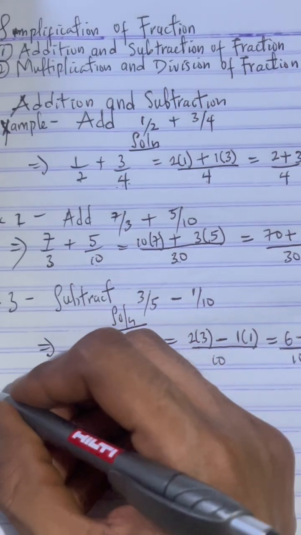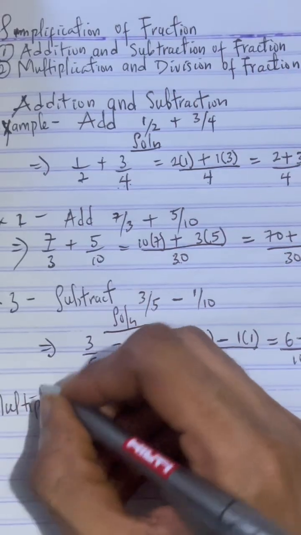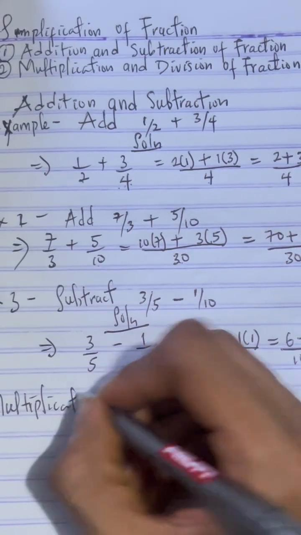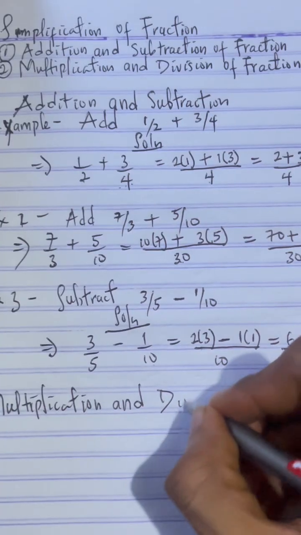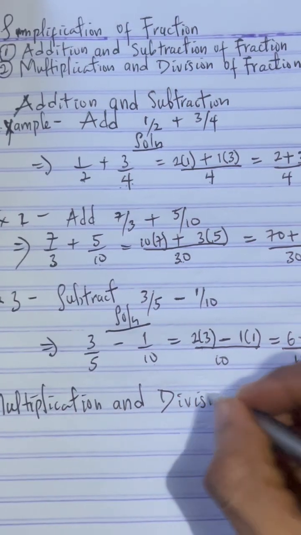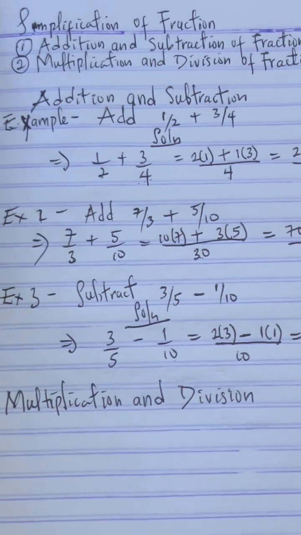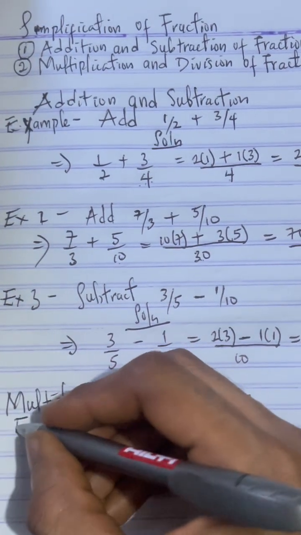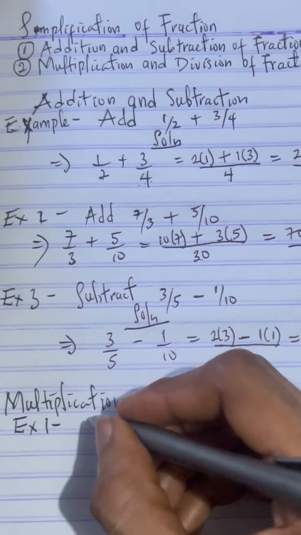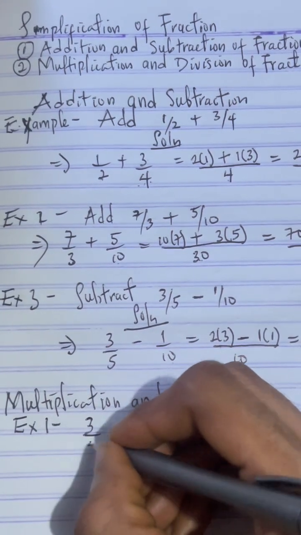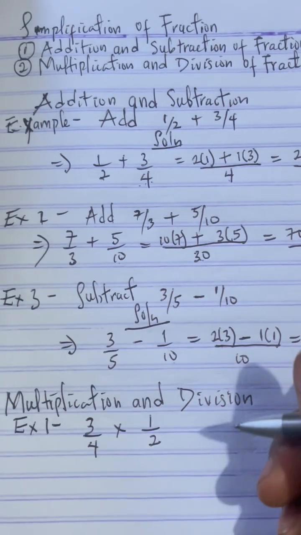That is talking about the multiplication and division of fractions. How to multiply fractions. For multiplication, it is very simple and direct. Example, first we're asked to multiply 3 over 4 multiplied by 1 over 2.